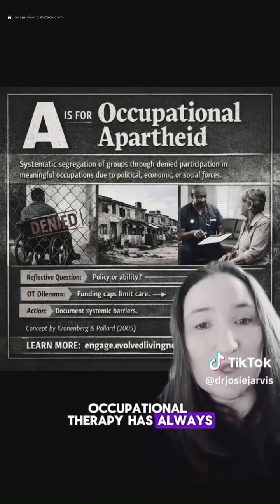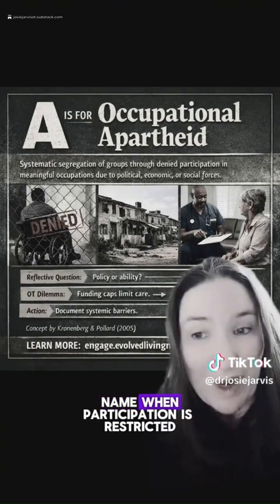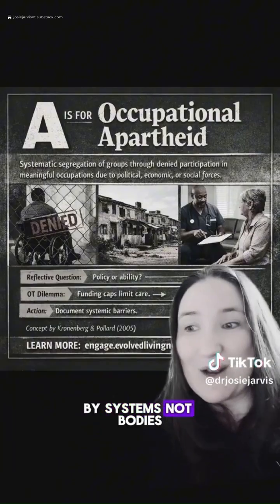Occupational therapy has always restored participation. Occupational science helps us name when participation is restricted by systems, not bodies.